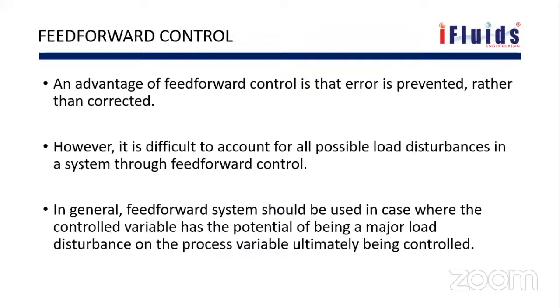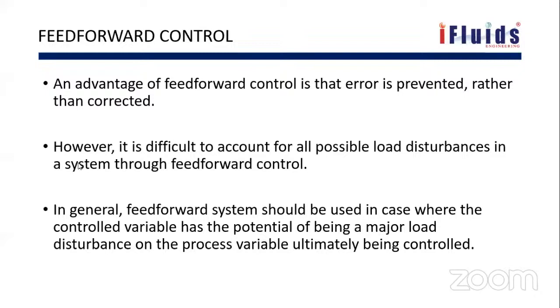As we discussed, in feed forward control, error is prevented rather than corrected. In feedback, error is corrected by taking feedback from the sensing element and comparing it with the set point. However, for any process unit, the process conditions are very dynamic. We cannot take feed forward control for entire load disturbances. There will be many factors affecting the process.